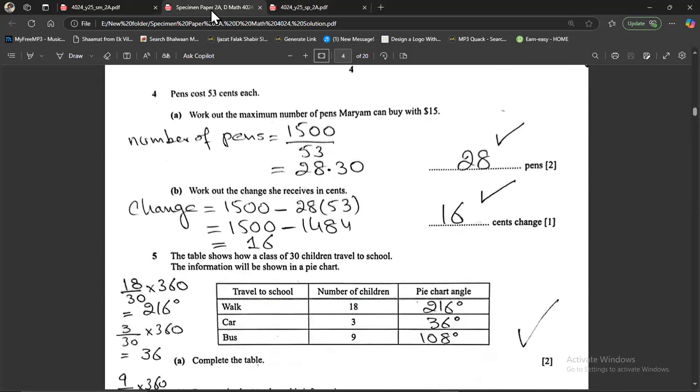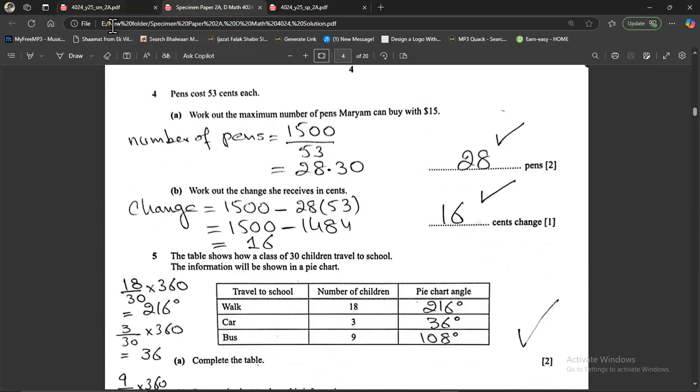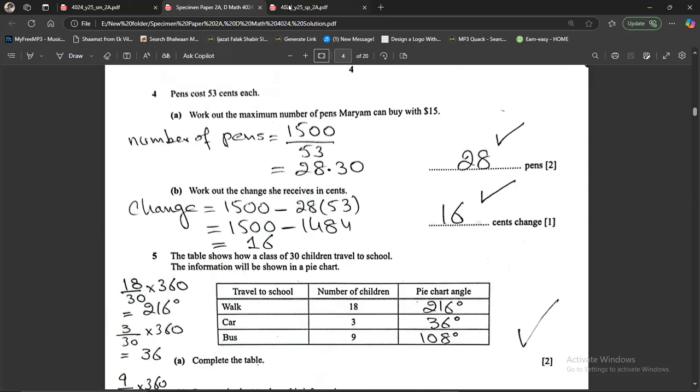$15 means 1,500 cents. In $1, there are 100 cents, so in $15 there will be 1,500 cents. So 1,500 divided by 53, you get 28.30. So she can buy 28 pens, because a pen can only be bought as a whole. It cannot be in decimals. So she can buy 28 pens with this much money.